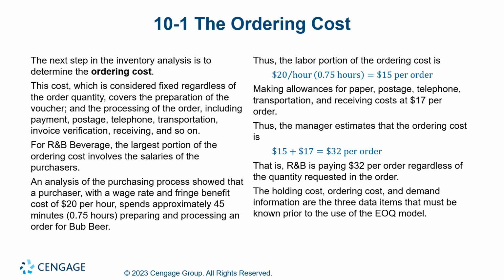An analysis of the purchasing process shows that a purchaser spends approximately 45 minutes preparing and processing an order for pub beer, with a wage rate and fringe benefit cost for purchasers of $20 per hour. The labor portion of the ordering cost is $15. Making allowances for paper, postage, telephone, transportation, and receiving cost at $17 per order, the manager estimates that the ordering cost is $32 per order. That is, RMB is paying $32 per order regardless of the quantity requested in the order, whether it's 500 or 10,000 or etc.